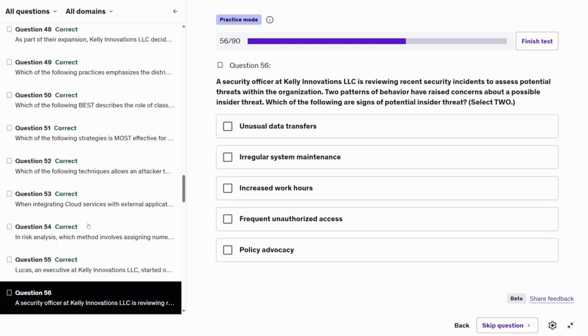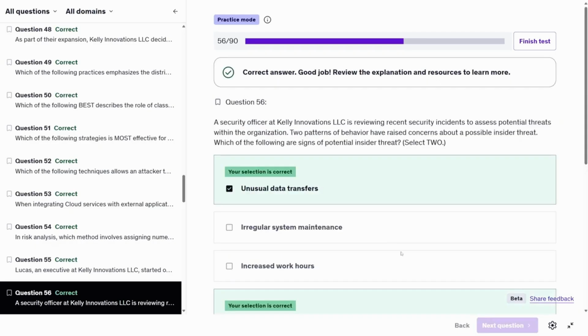A security officer at Kelly Innovations LLC is reviewing recent security incidents to assess potential threats within the organization. Two patterns of behavior have raised concerns about a possible insider threat. Which of the following are signs of a possible insider threat? And here it wants us to select two. The first red flag would be unusual data transfers, and additionally, it would be frequent unauthorized access.